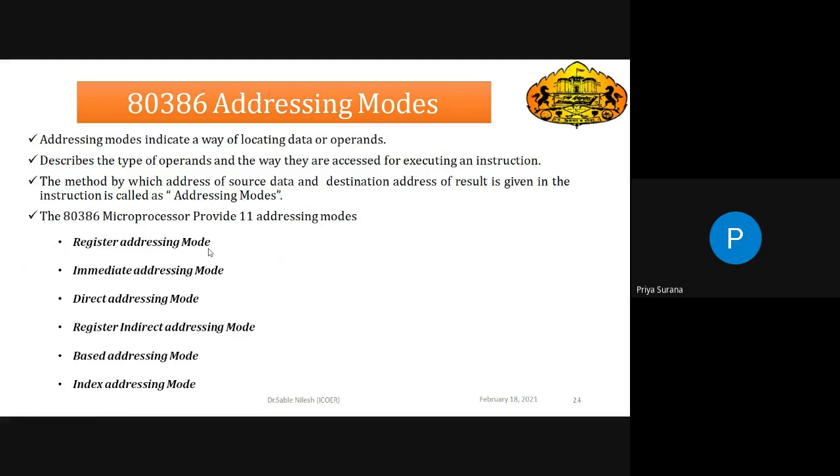We are going to discuss all the addressing modes with examples. But at this stage, the basic concept to remember is that an addressing mode indicates a way of locating data or operands. The second point describes the type of operand and the way it is accessed for executing an instruction.